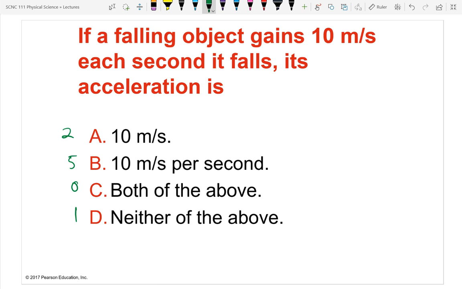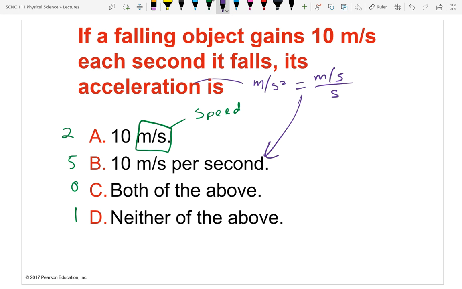Okay, here's our key for answering. The difference between A and B is the units. What has units of meters per second? Okay, so that's speed or velocity, right? Because speed is the magnitude of the velocity. So speed or velocity has units of meters per second. What are the units of acceleration? Meters per second squared, or meters per second per second. So this one here had the right units. That's why it was the correct one.